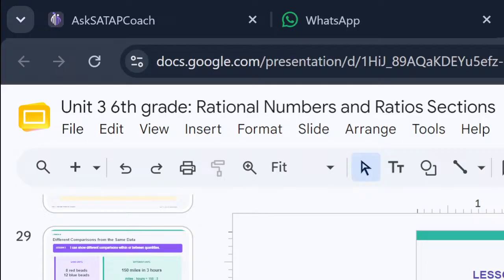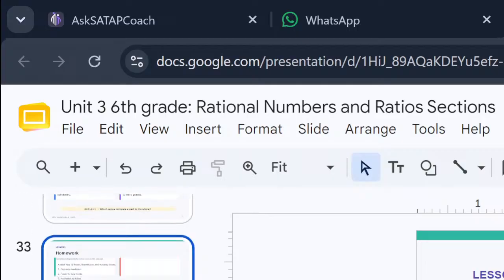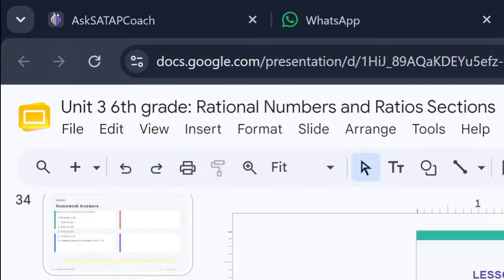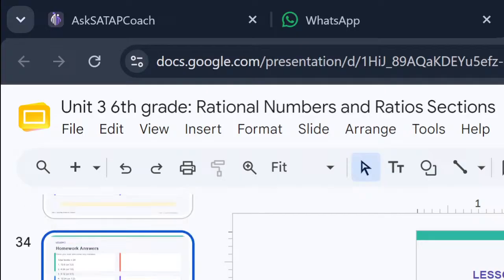Okay, it's the homework. A shelf has 12 fiction, 8 nonfiction, and 4 poetry books. Number 1 is fiction to nonfiction. Number 2, poetry to total books. Number 3, nonfiction to fiction. Number 4, fiction to total books. Number 5, give one different correct comparison from the same data.